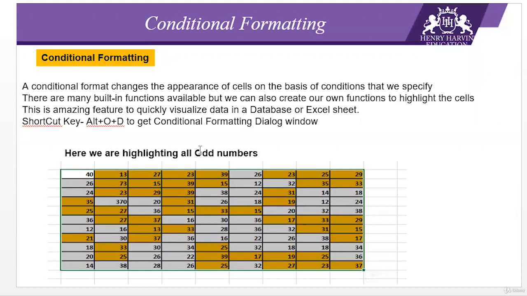Today we'll explore lots of things with conditional formatting. Let me tell you one good thing about conditional formatting. In conditional formatting, we can create our own rules and functions to quickly visualize data in a database or Excel sheet. And the shortcut key for the conditional formatting dialog box is Alt OD. So let me jump to the Excel file immediately to help you understand how we can get this faster.